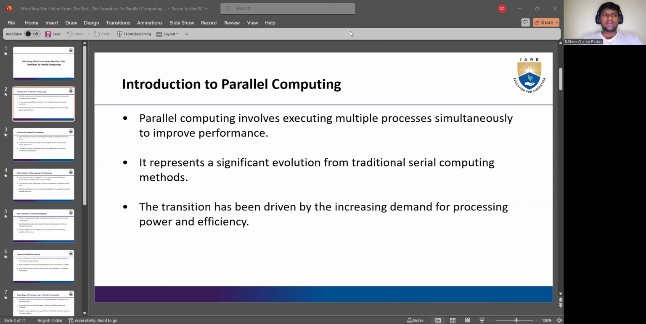Hello everyone, I'm Shachin. Today I'm going to talk on the topic of "Writing from the future to the past: the transition to parallel computing." Well, coming to the start, introduction to parallel computing.